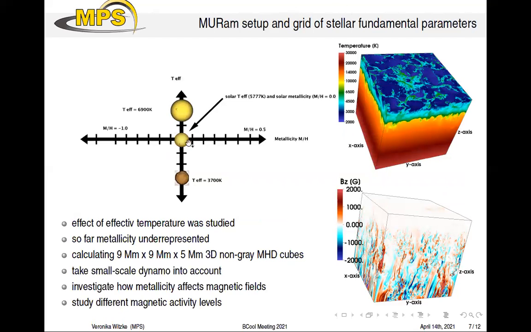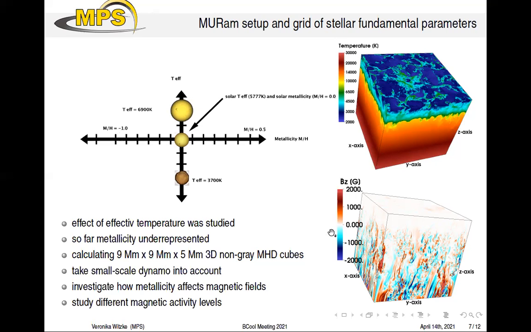This is the rough grid that we want to cover for now. We have different stellar types, which is what Tanayveer showed, and I'm covering this axis with different metallicities. For now, I'm focusing on the metallicity case -1, the solar metallicity, and the metallicity 0.5.